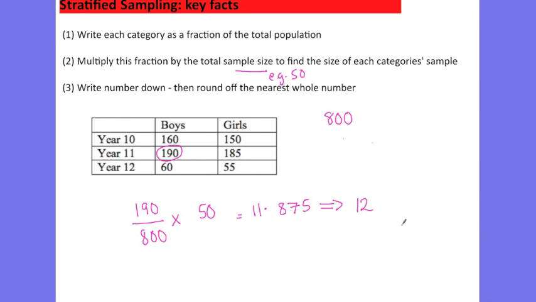We have 12. So there will be 12 boys in the sample. We would then repeat this process to find out how many of each of the other categories would be in the sample. This question usually asks for you to calculate the size of only 1 or 2 of the categories. So you need to apply this method to the particular category that you have been asked to find the size in the sample.